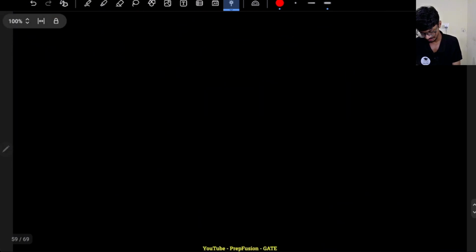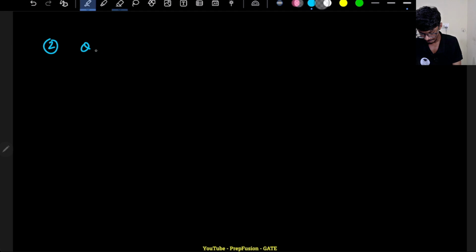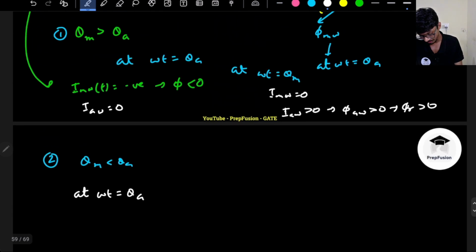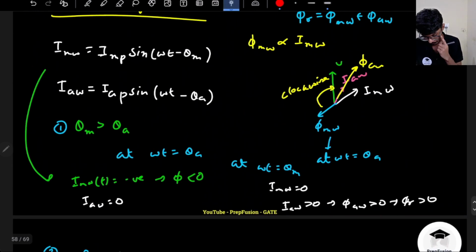Let's take the second case. Second case, if your theta_M is less than theta_A, now at omega t equals theta_A, what will happen? This is theta_A, okay.